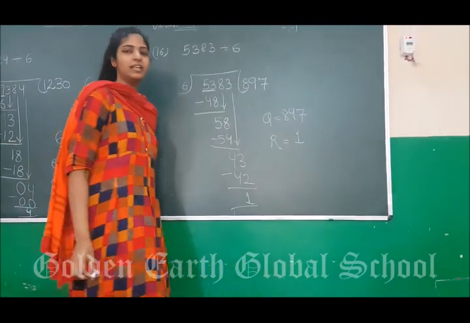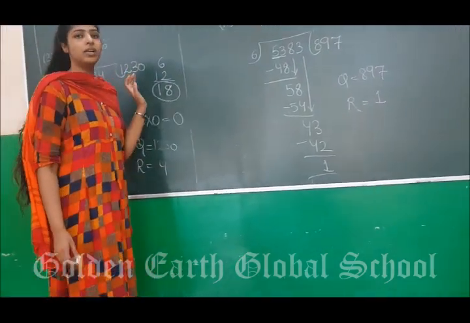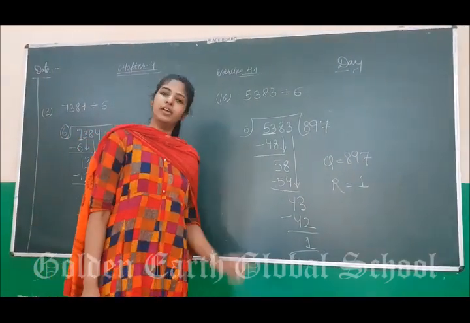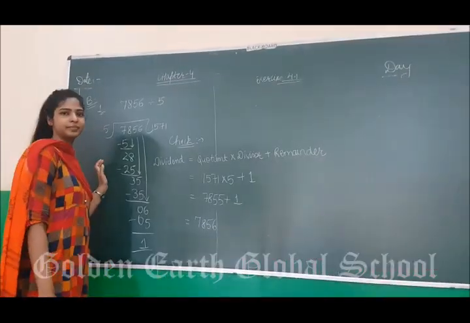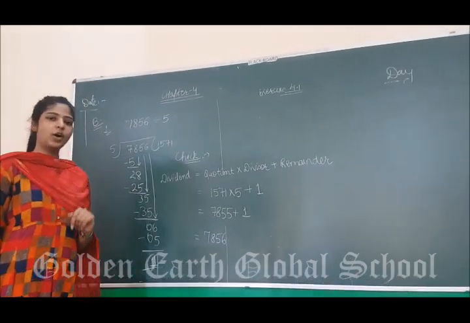You have to solve the rest of the parts by yourself, right? I am doing only 5 parts. You have to solve all the rest of the parts in your fair notebook. Clear? Now the B part is divide and check your answer.